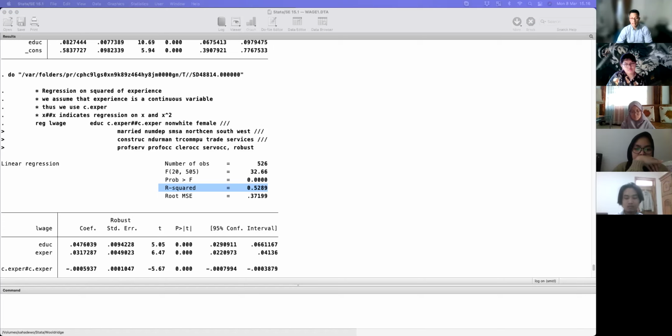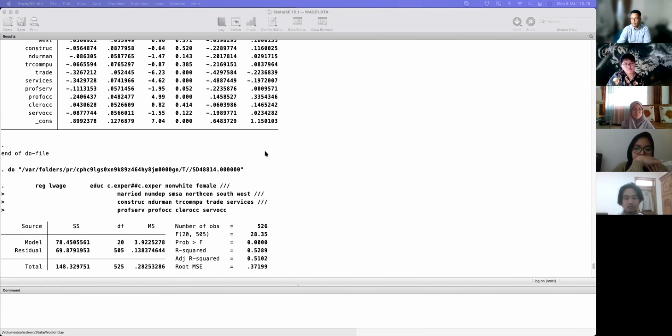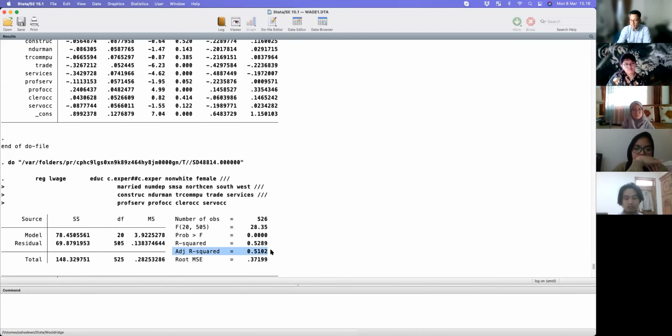Now, one thing that I would like to highlight is that in a regression with robust standard errors, we may not be able to obtain the adjusted R-square. So I'm going to do another regression. However, I'm not going to use the robust option. When I leave out the robust option, I get a regression result that provides you with the adjusted R-square. So what is the adjusted R-square?